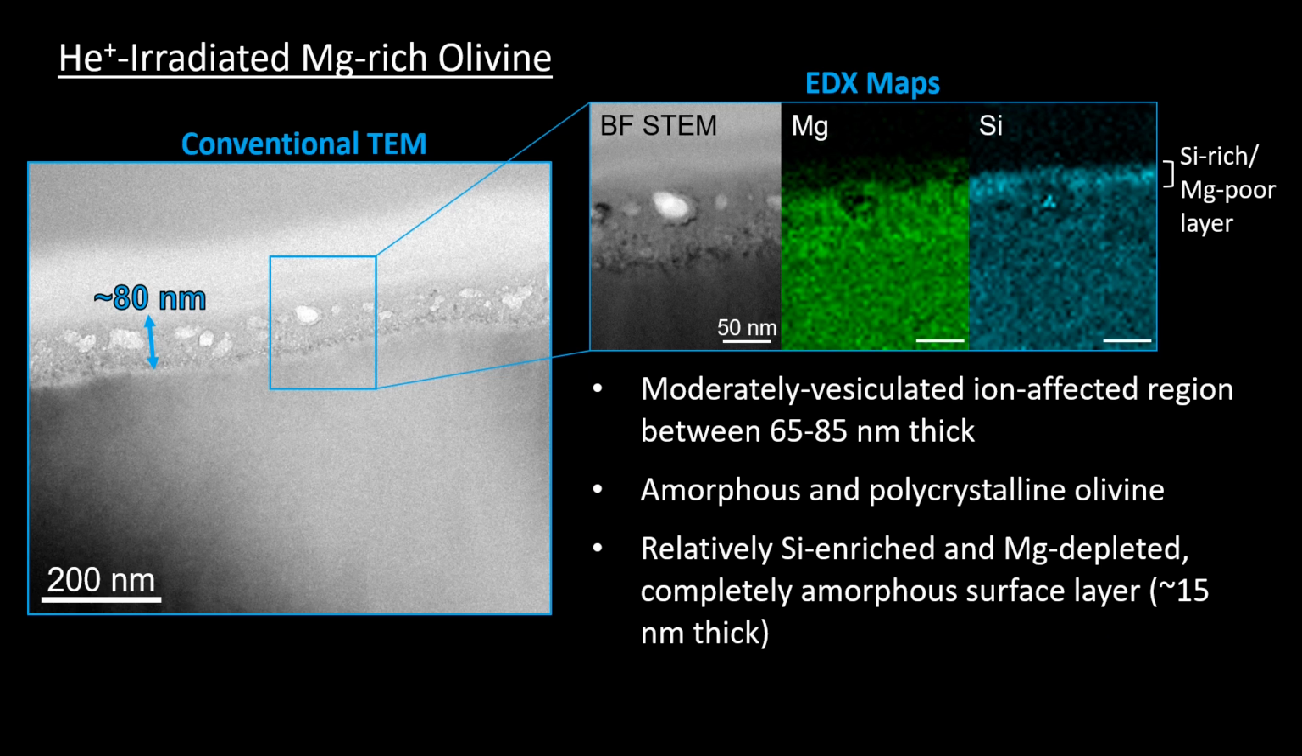Our helium-irradiated magnesium-rich olivine FIB section has a moderately vesiculated ion-affected region, whose thickness ranges from around 65 to 85 nanometers. It contains both amorphous and polycrystalline olivine, with the proportions of each varying laterally across the sample. Also of note is the relatively silica-enriched and magnesium-depleted, completely amorphous surface layer, which is around 50 nanometers in thickness and can be seen in the EDX map set shown here.